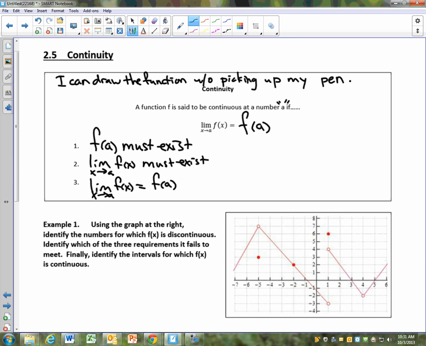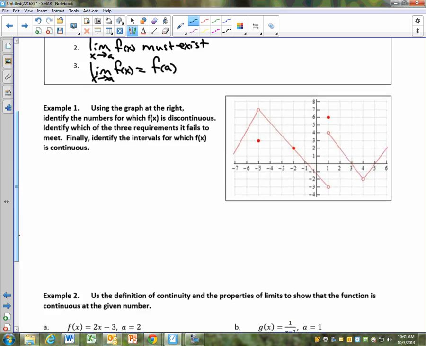So the idea is, now that we've said a limit exists, let's show that it carries forward through the function for all the values of the function. It's continuous all the way through. So let's look at some great examples. These are classic examples. Using the graph at the right, identify the numbers for which f of x is discontinuous. Identify which of the three requirements it fails to meet. Finally, identify the intervals for which f of x is continuous.